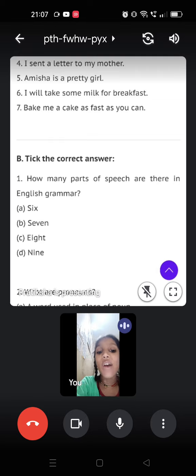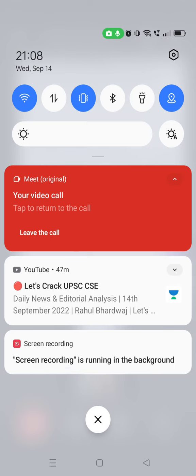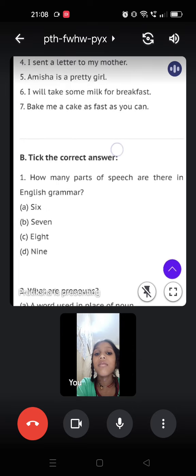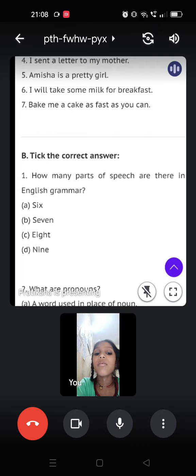Letter is a thing, so it's a noun. Very good. I sent a letter to my. What is the function of to here? It is joining two sentences, right? To is a conjunction. And see, it can also be a preposition, right? Yes, ma'am, it can be. Why? Letter is a noun and mother is also a noun and it is joining two nouns. So can it not be a preposition? Ma'am, yes, it can be.